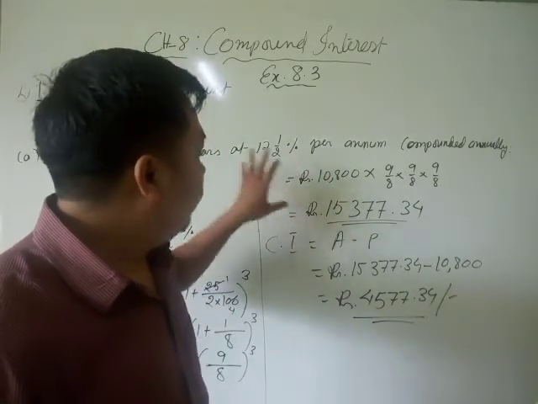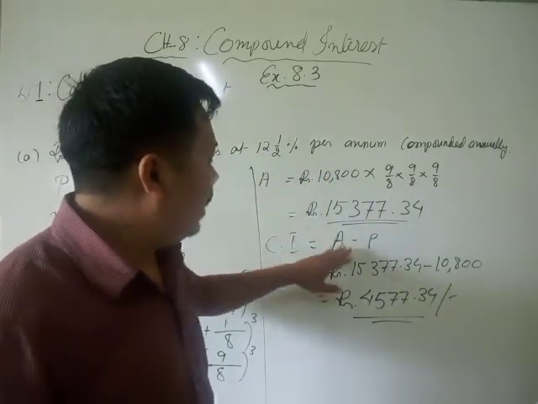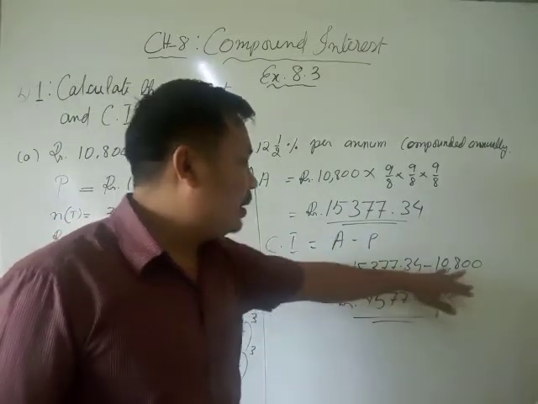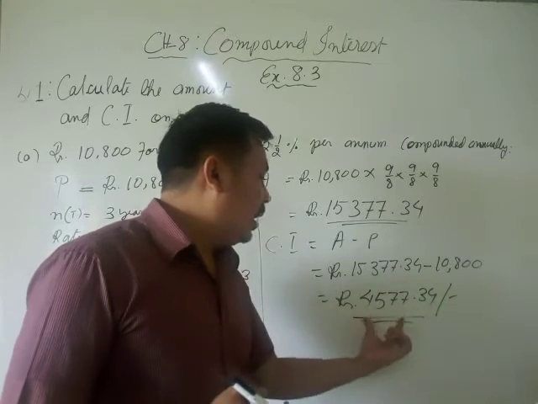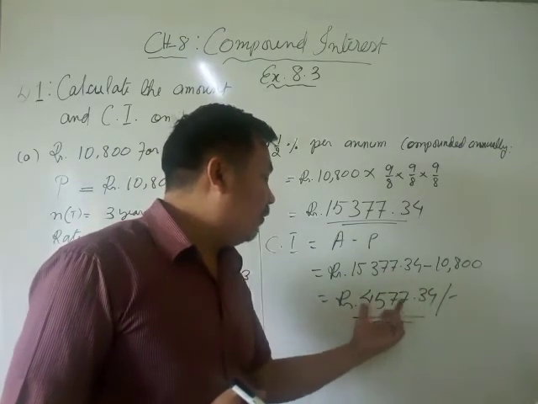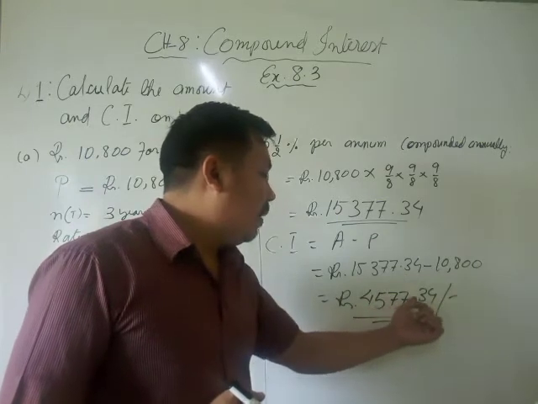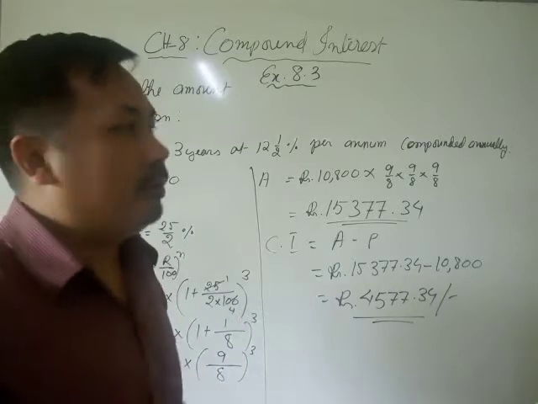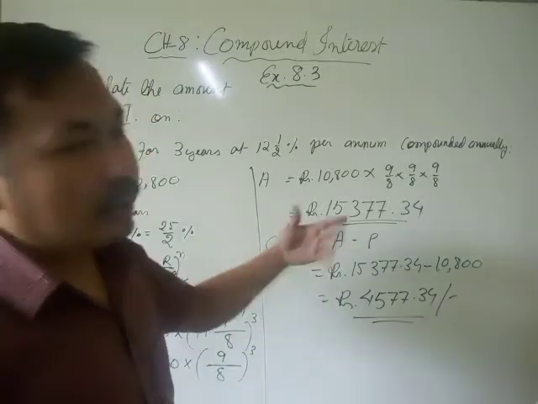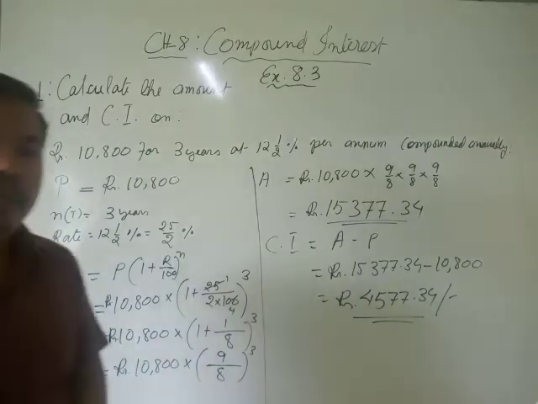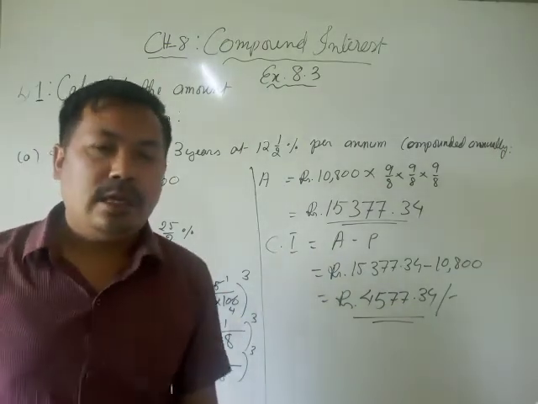Then we know that compound interest is amount minus principal. The amount is this much and the principal is this much, and after subtracting them, the difference we get here is 4,577.34, which is the compound interest. Okay, this is the answer. So for question B, you try the same question only. So let's go to the next one.